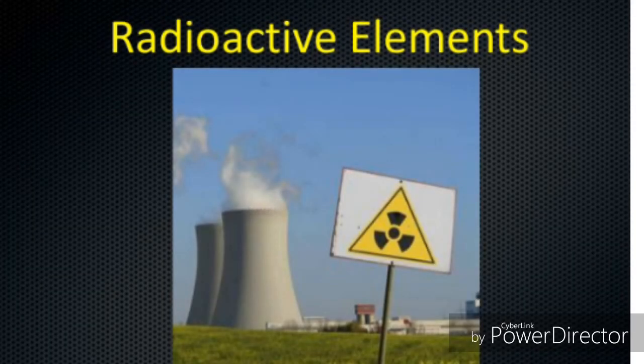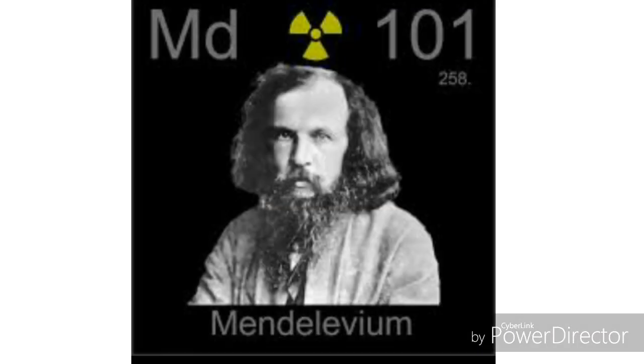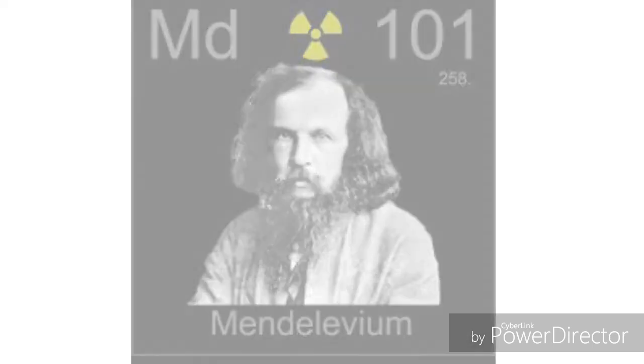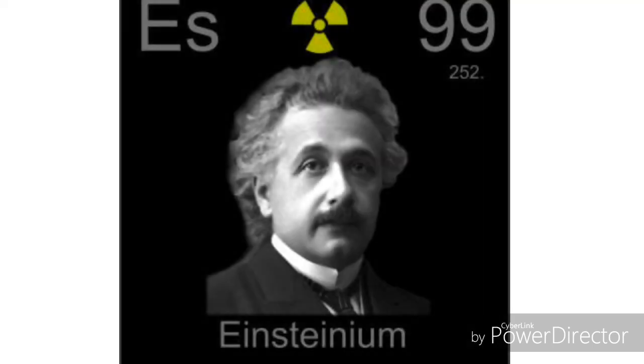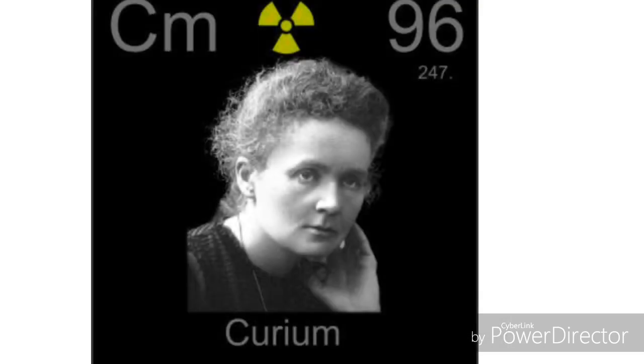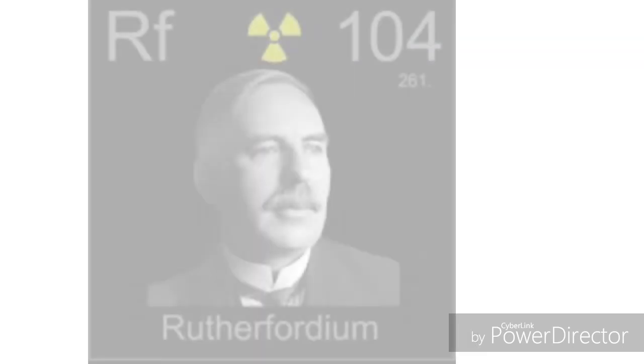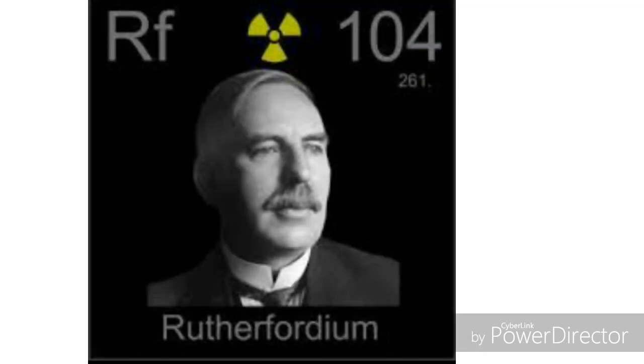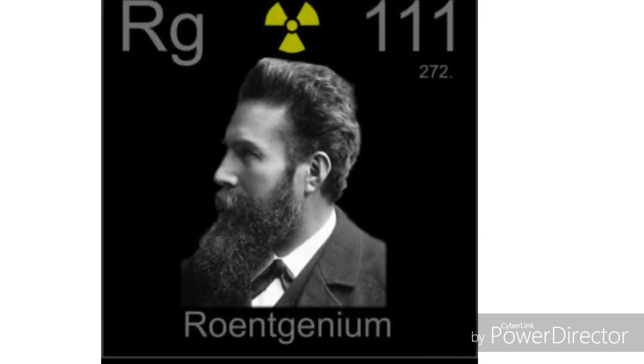Some radioactive elements are named after great scientists as a mark of respect. Mendelevium, named after Dmitri Mendeleev. Einsteinium, named after Albert Einstein. Curium, named after Marie Curie. Rutherfordium, named after Ernest Rutherford. Roentgenium, named after W. K. Roentgen.